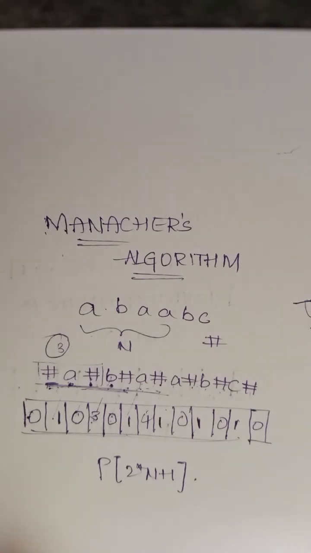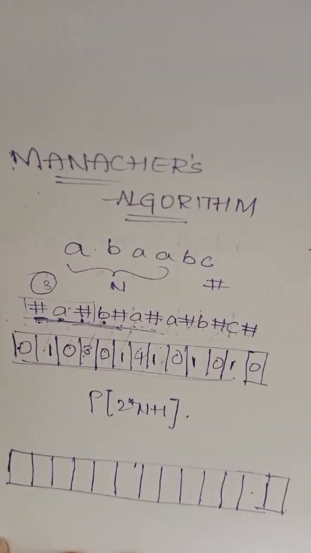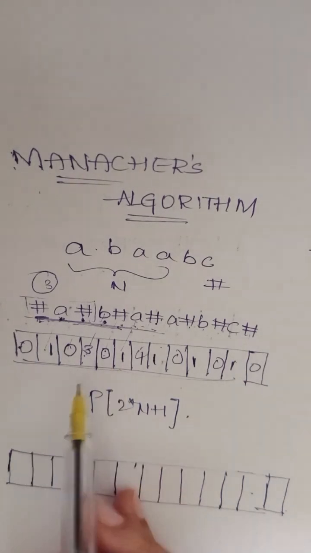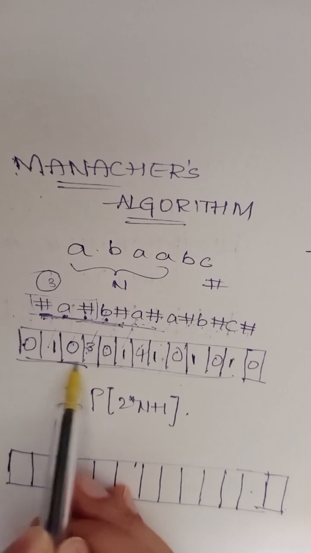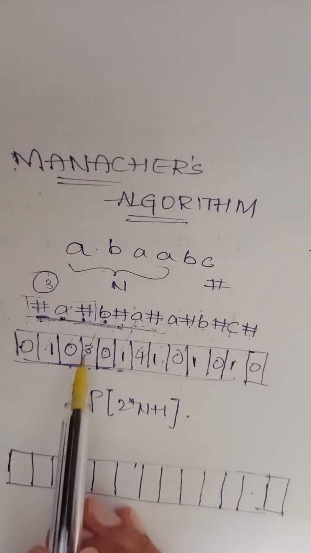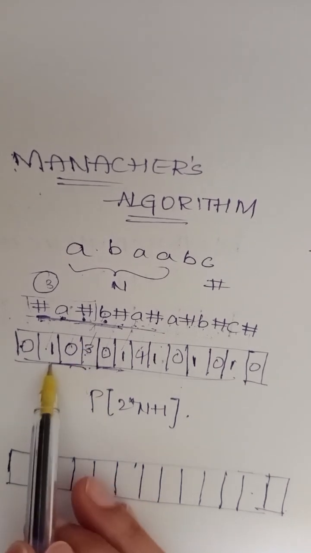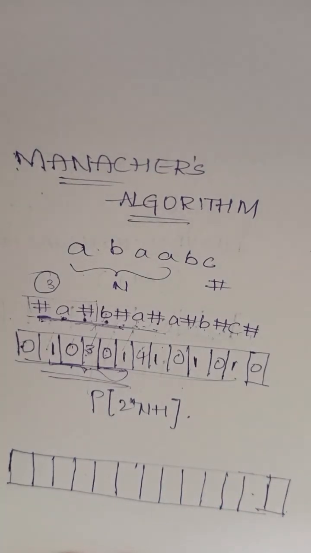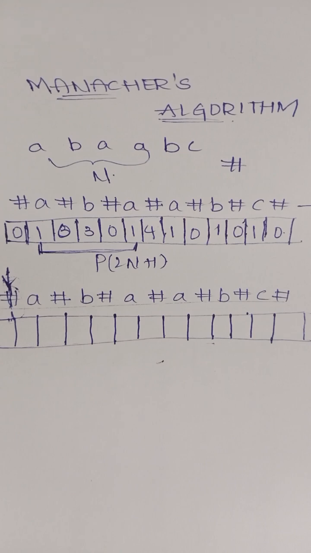Now we have to calculate this longest palindromic string length array efficiently. If we have a look at this array, we'll observe something. If we look more closely, we'll find a mirror property here. The numbers before this 3 are 1 and 0, and the numbers after this 3 are 0 and 1. Don't you think that 3 is a mirror, and these two and these two are following a mirror property? Exactly.